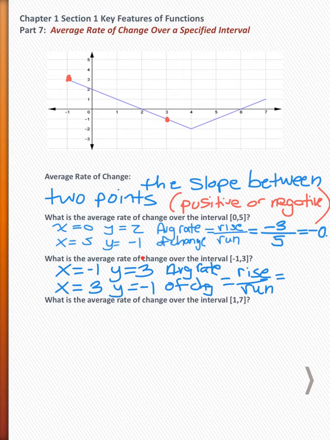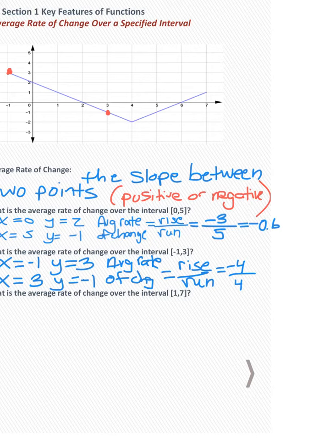Okay, so I'm at a +3 from my output, and I'm going down to a -1. That's a change of -4. And my run, I'm going from -1 up to a +3, so that's a change of +4. And so that is going to be an average rate of change of -1.